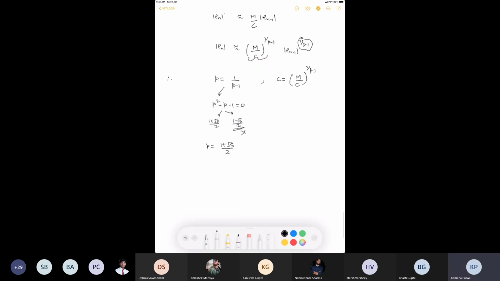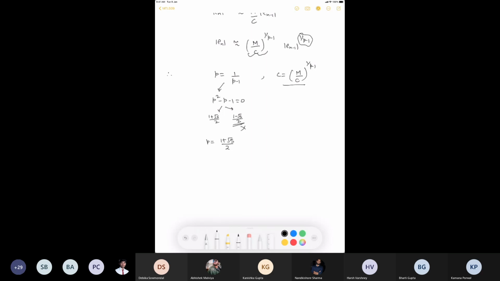Okay. And if you simplify this relation, what do we get from here? Let's see. C into C raised to power 1 divided by (p minus 1) is equal to M raised to power 1 divided by (p minus 1). Okay. But 1 divided by (p minus 1) is nothing but p here. Right. So we have 1.